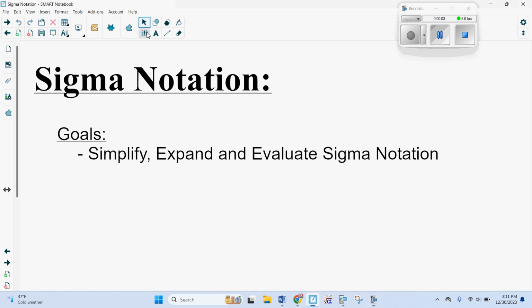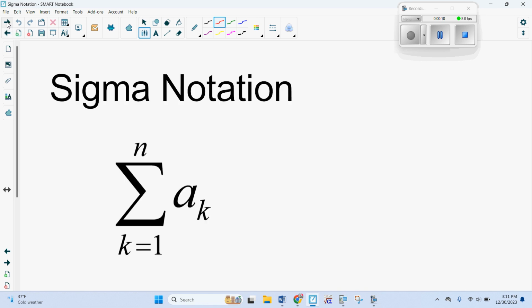In this video, we want to look at sigma notation. Now, sigma notation is something that you have seen before in pre-calc, so we want to review some of that and then add a new twist to it using some of our calculus. So sigma notation is this capital sigma, which is another word for summation or sum.